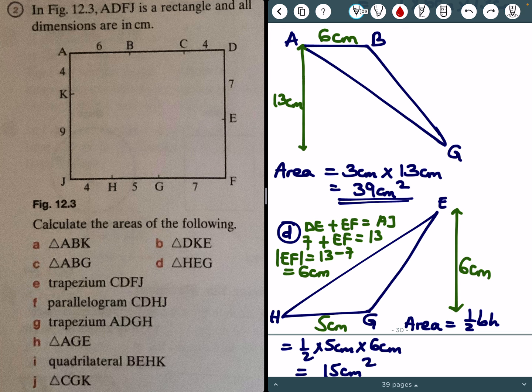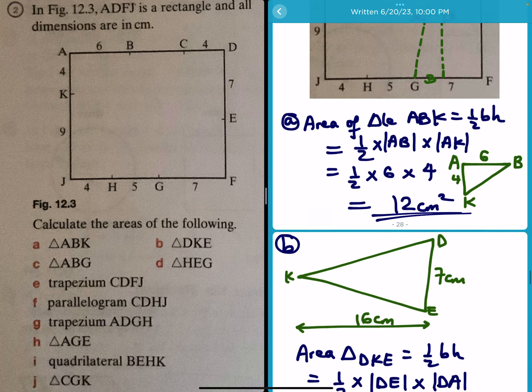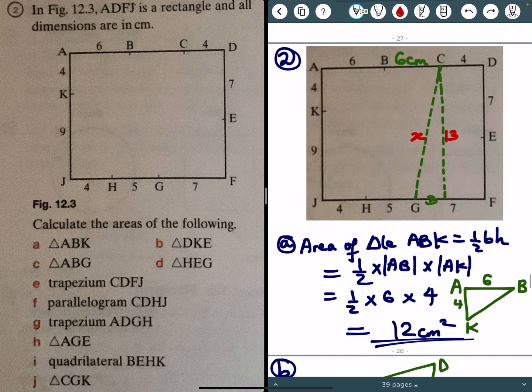Next is the area of triangle HGE. Let's go mark that on the diagram. Triangle HGE is here.